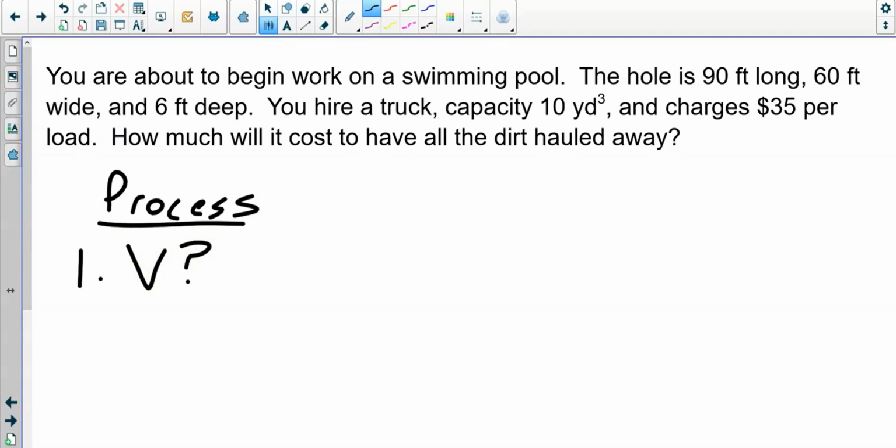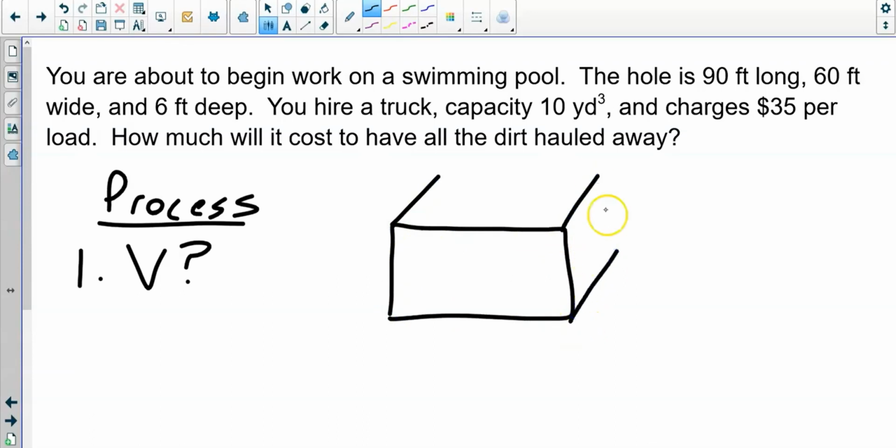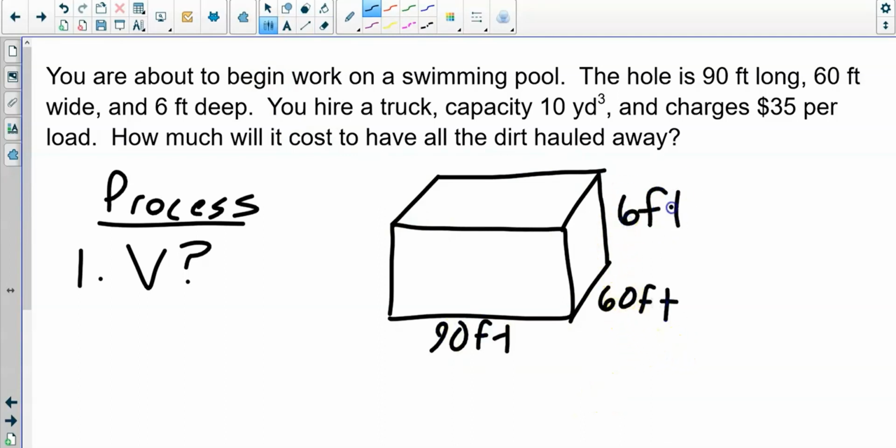So if we look at this, it says you are about to build a swimming pool. The hole is 90 feet long, 60 feet wide, 6 foot deep. If you think about swimming pools, generally their shapes are prisms. So what you're looking at is a rectangular shaped swimming pool, a rectangular prism to be more specific. So this is what your swimming pool looks like, and it is 90 feet long by 60 feet wide by 6 feet deep. So the first thing you're going to do, find me the volume of this.